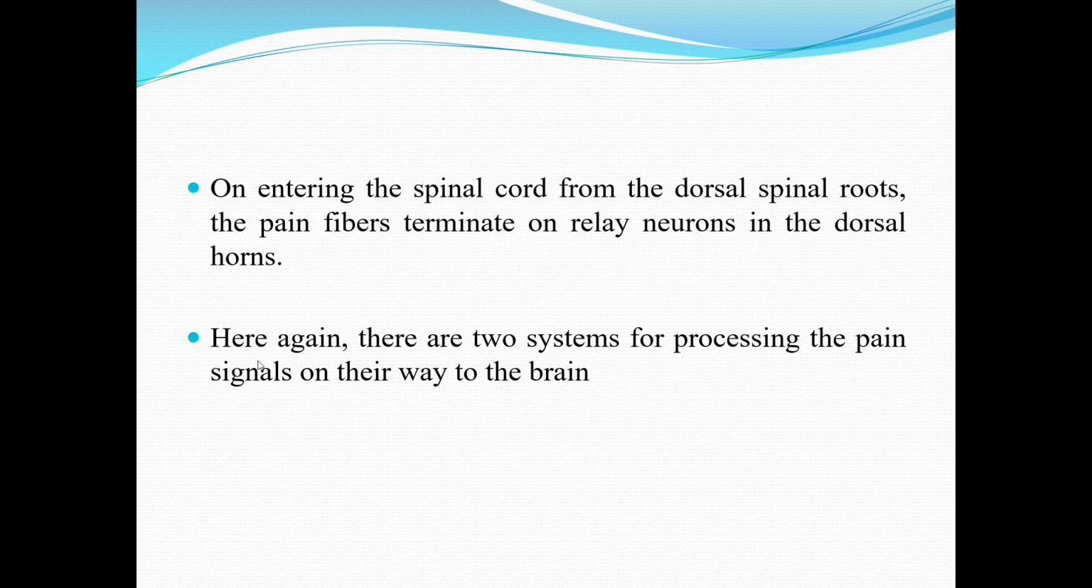On entering the spinal cord from the dorsal spinal roots, the pain fibers terminate on or relay to neurons in the dorsal horns. So here again, there are two systems for processing the pain signals on their way to the brain. The first order neuron is the free nerve ending, and that is going to relay in the dorsal horn of the spinal cord.